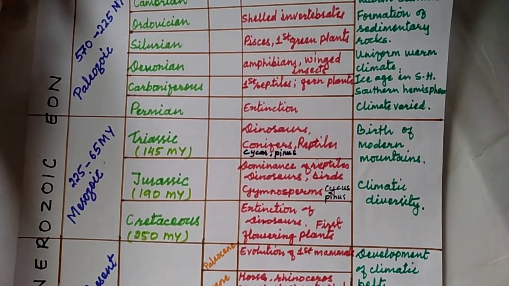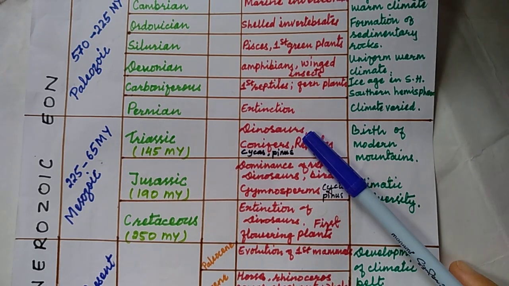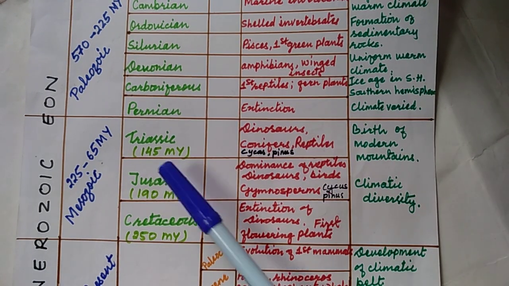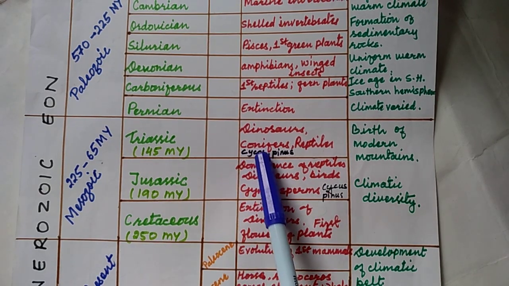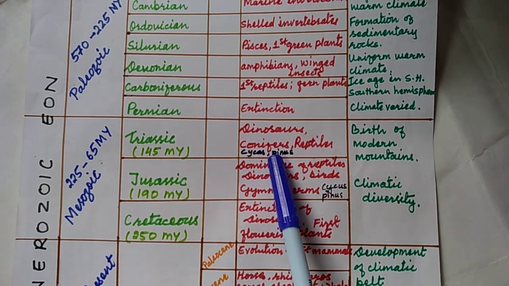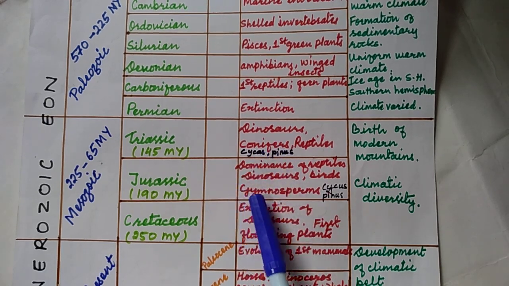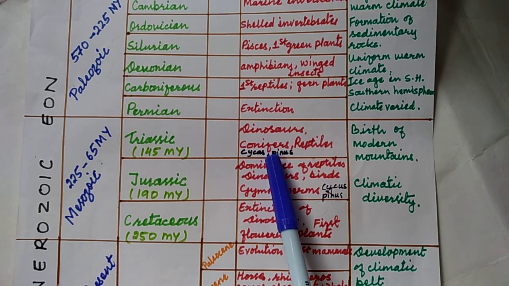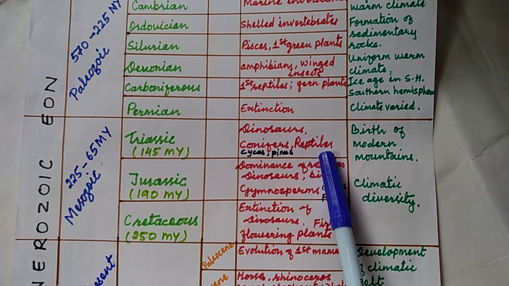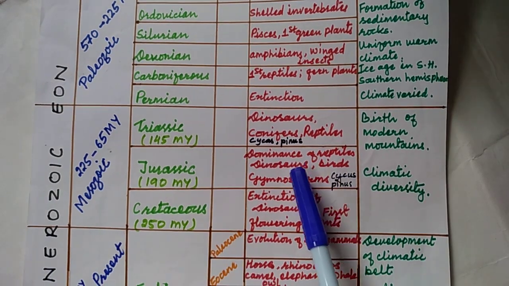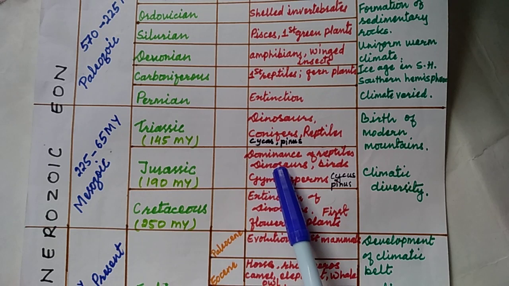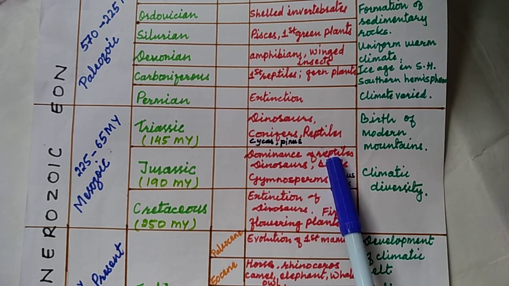Then after reptiles started appearing, dinosaurs started in the Triassic period. And conifers, meaning cycas and pinus trees. These are gymnosperms. Conifers are gymnosperms. So these started living. Then reptiles were emerging. This is the origin of reptiles at this time. Many reptiles started living. Then in the Jurassic period, the dominance of reptiles. So reptiles were dominating the earth's surface.